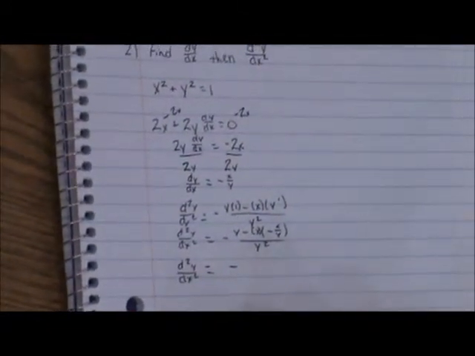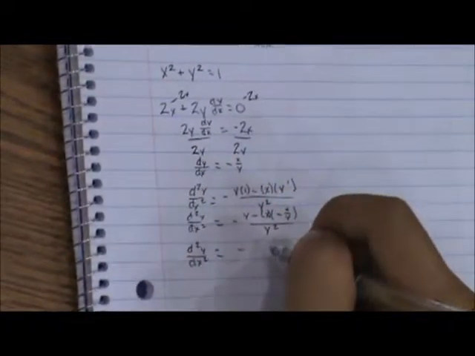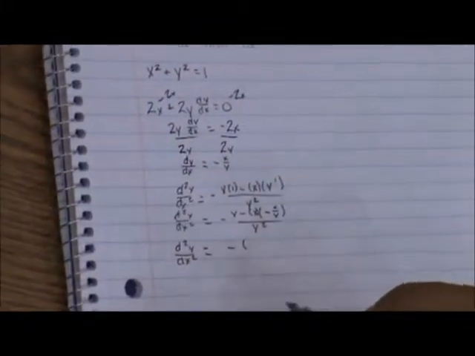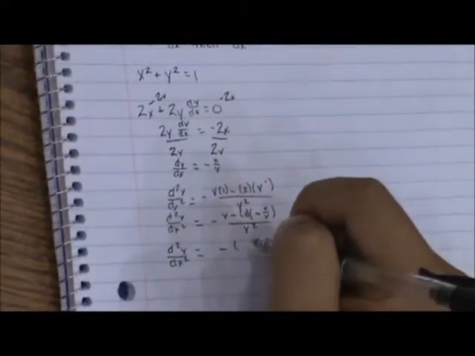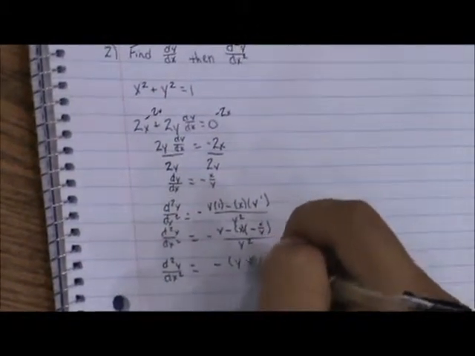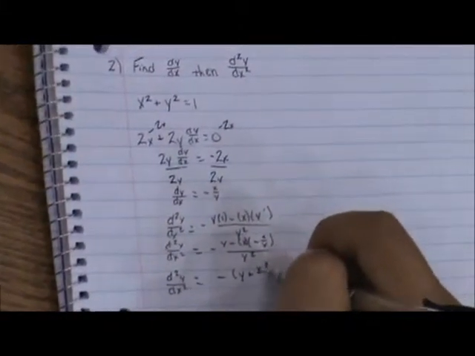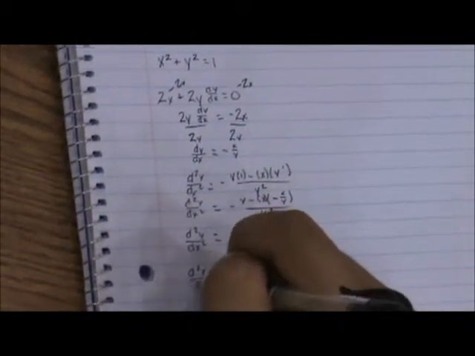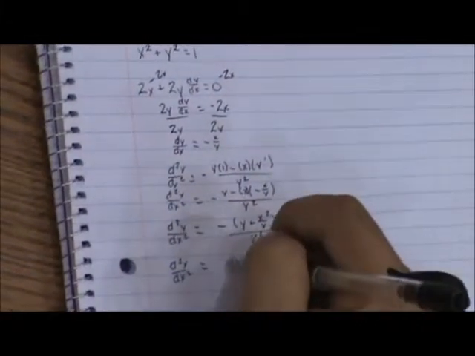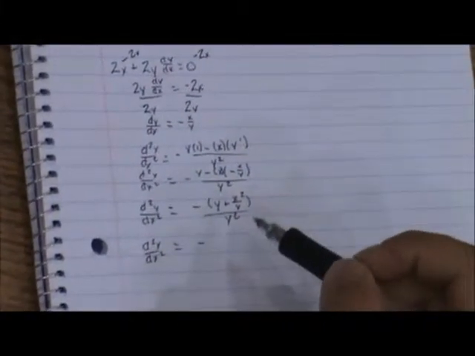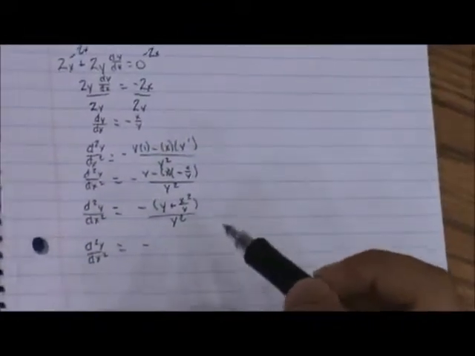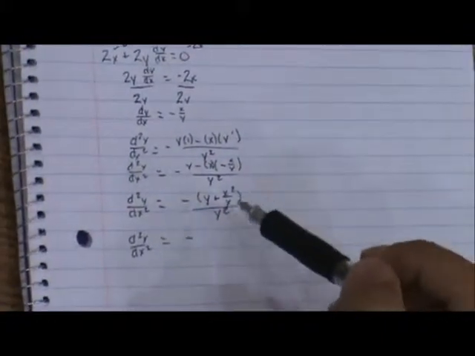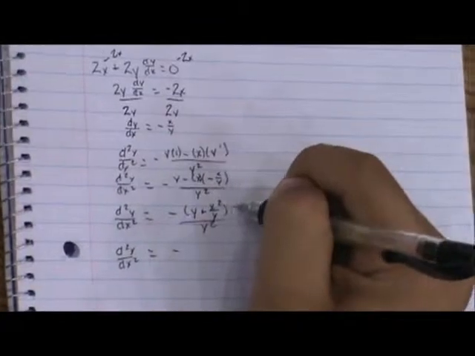Now you're able to simplify a bit more, getting the equation d2y/dx2 equals negative y plus x squared over y squared. Now you multiply y to the top and bottom to be able to get rid of the denominator in this problem.